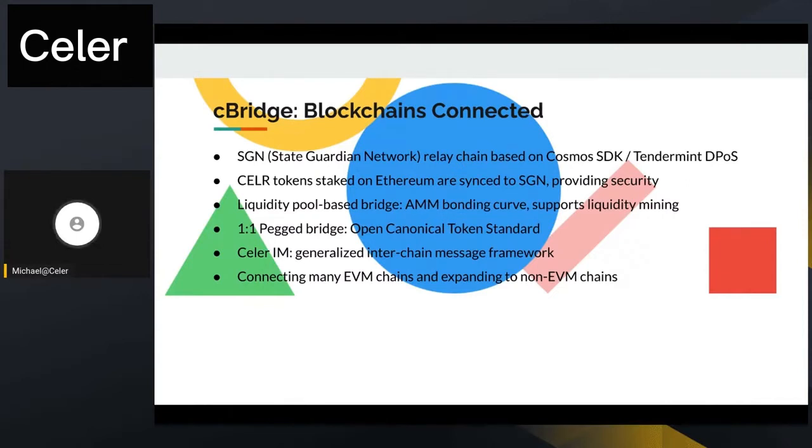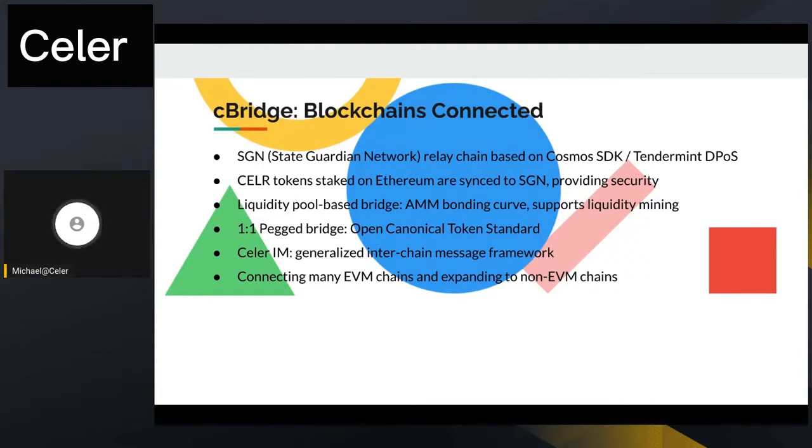And we have two modes of operation for the cross-chain bridge. We have a liquidity pool-based bridge where we have an internal AMM. It's a similar curve to Curve Finance stablecoin swaps. So you can swap assets from one chain to the same asset on the other chain, and there's a little bit of fee charged in that. And we also have a peg bridge, where you can do a one-to-one mapping between the original token and the peg token on another chain.